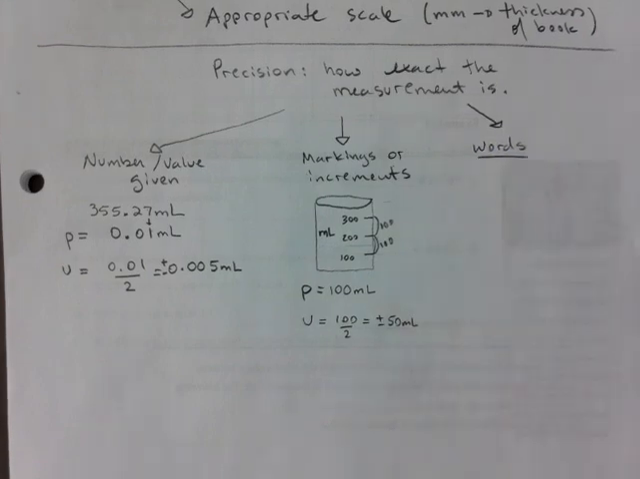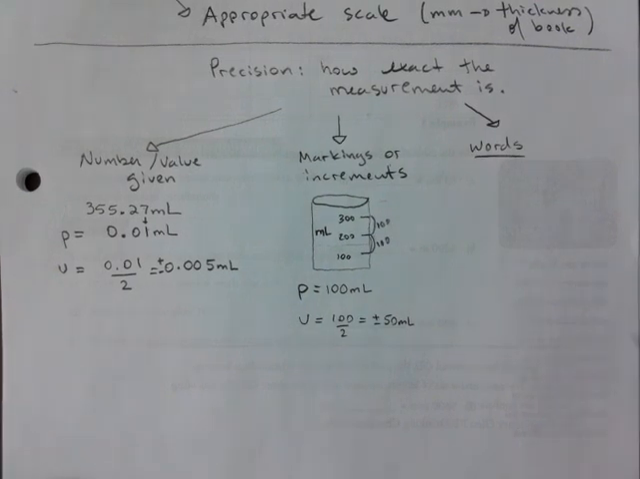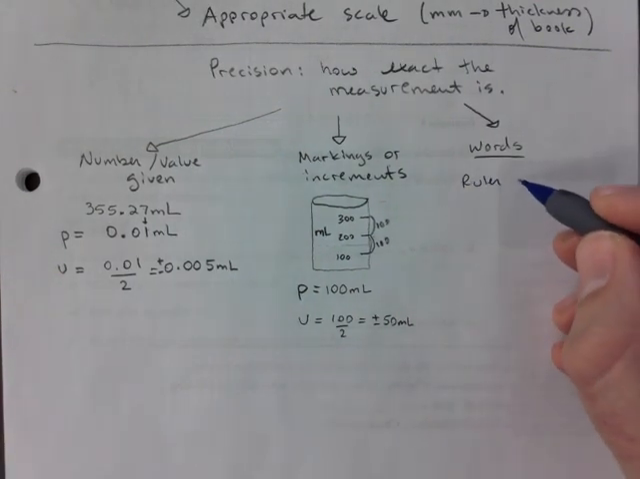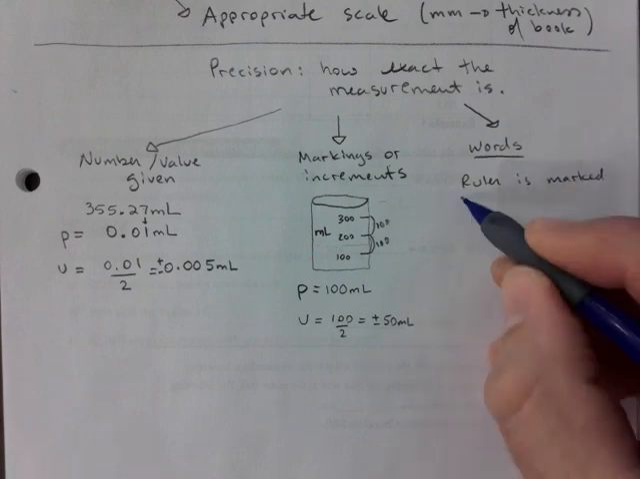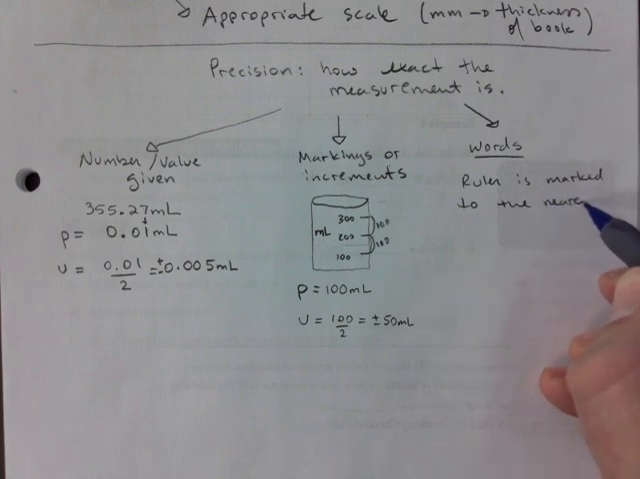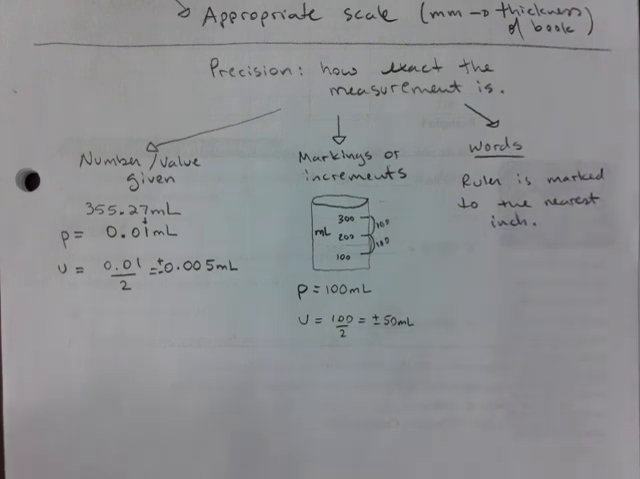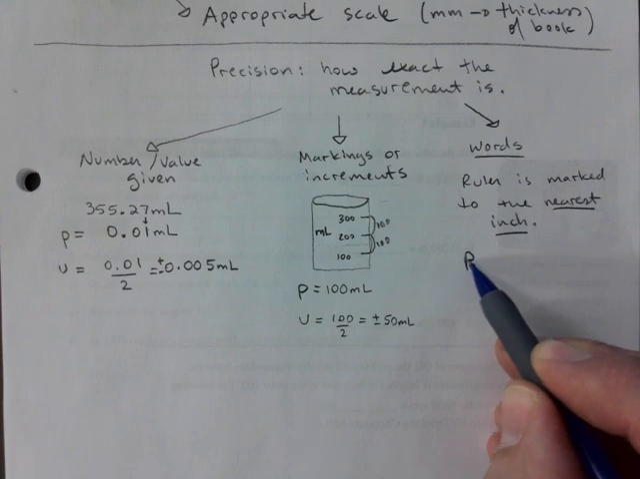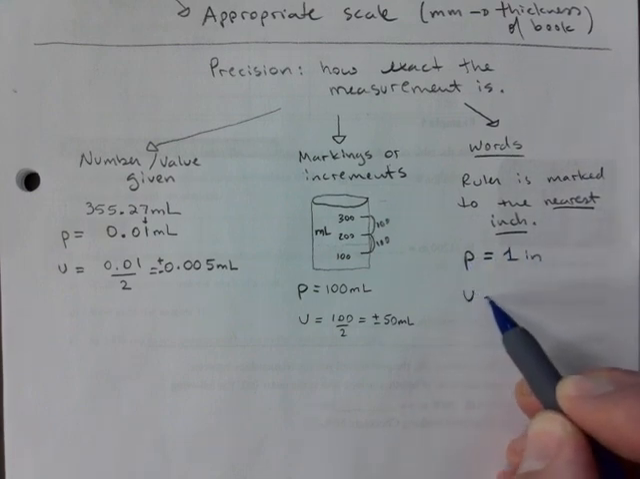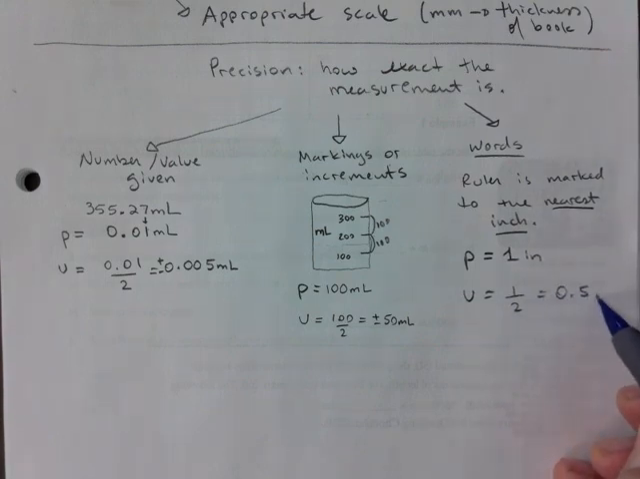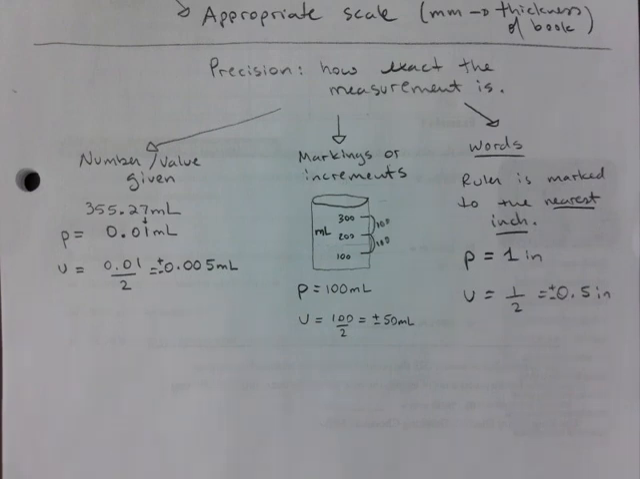Words. Yeah, just like that, words. Ruler is marked to the nearest inch. If you have something like that, to the nearest inch, they're telling you that this goes up by 1 inch at a time. Nearest inch. So precision therefore is 1 inch. Uncertainty therefore is 1 divided by 2. That's 0.5 of an inch, plus or minus. If it said it's marked to the nearest quarter of an inch, then your precision would be 0.25 of an inch, or 1 over 4, and you go with it like that.